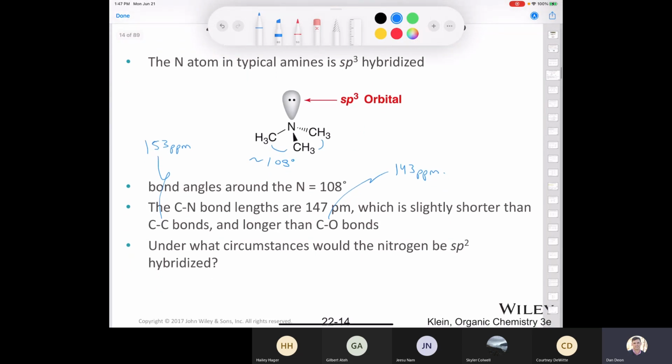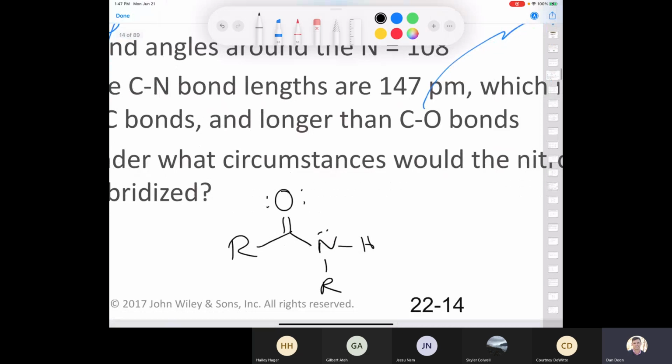Now, this is a question that I've asked my students in the past, but in case you've forgotten, remember that when you have an amide, the nitrogen on an amide, I'll just draw a secondary amide here, it might be a knee-jerk reaction to look at this and say, well, the steric number is 4. I've got a lone pair and 1, 2, 3 bonds. Therefore, it must be sp3 hybridized.